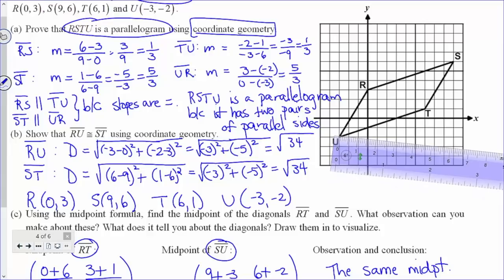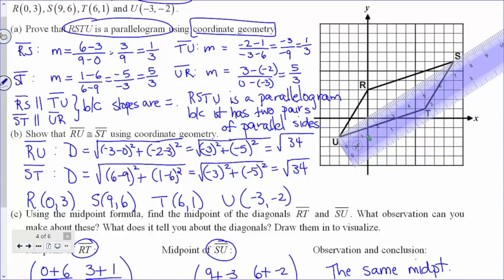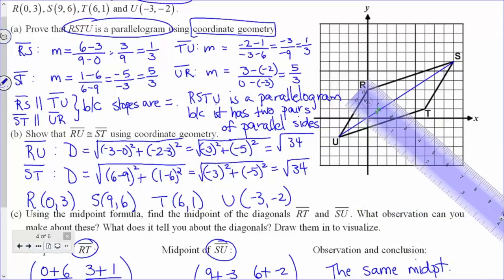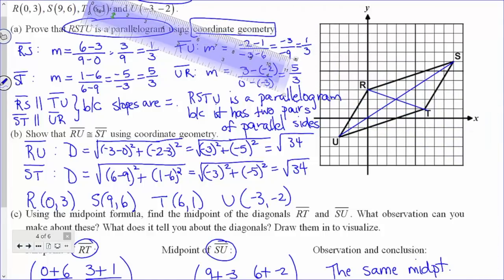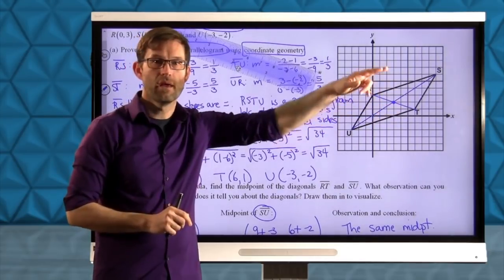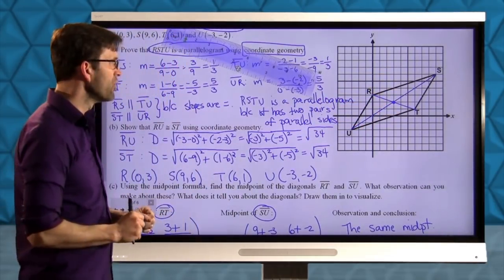All right, so while I'm doing this, you should be taking your own ruler and drawing the diagonal in. All right, there's our diagonal, SU. And now let's get our diagonal RT drawn in. And of course, then we had our midpoint at 3, 2 right there. All right, so RT, SU, and that common midpoint at 3, 2.